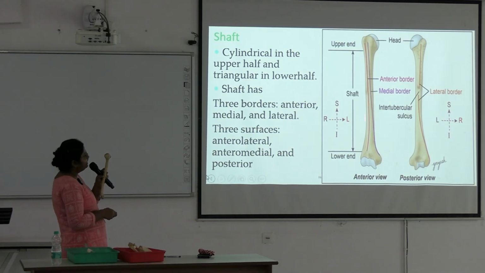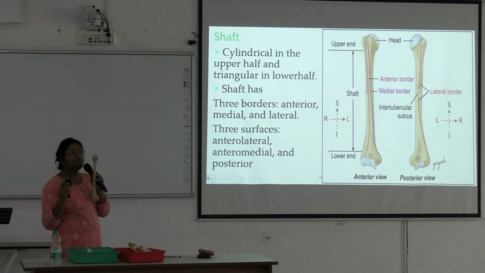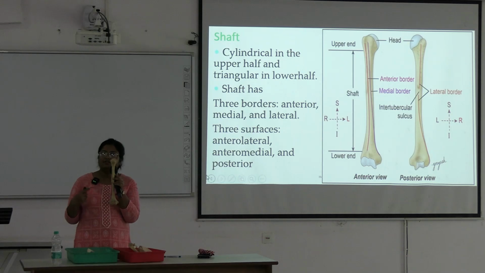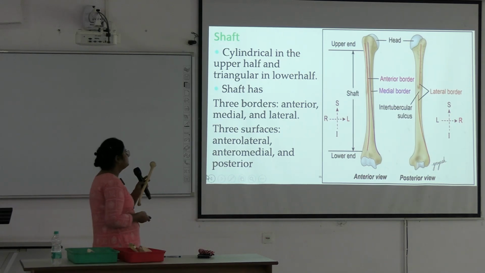So in between the anterior border and medial border, this surface is anteromedial surface. In between anterior border and lateral border will be the anterolateral surface, and in between the medial border and lateral border there will be the posterior surface. Okay, so these are the 3 borders and 3 surfaces of the shaft of the humerus. Next.